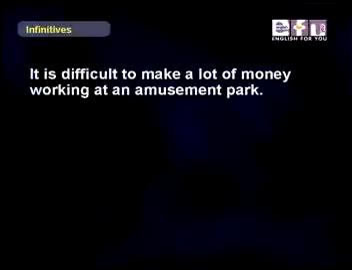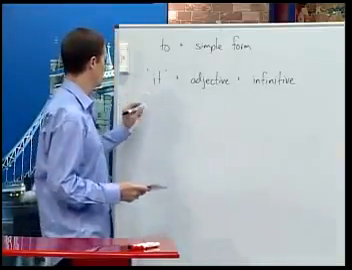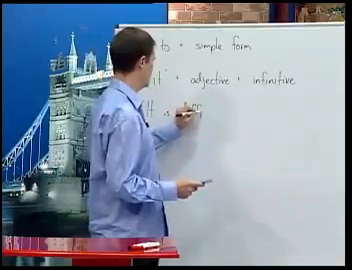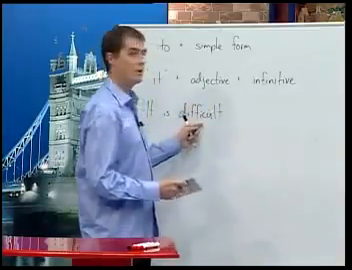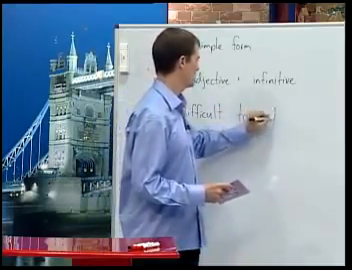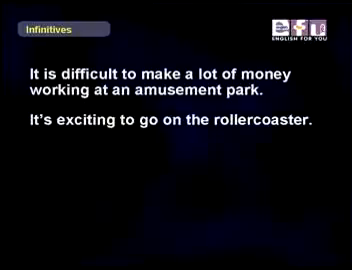In the first sentence, difficult is the adjective. It is difficult to make a lot of money working at an amusement park. Infinitive to make follows. Put this on the board. It is difficult, the adjective, to make, the infinitive following the adjective, and then it continues. It is difficult to make a lot of money working at an amusement park.